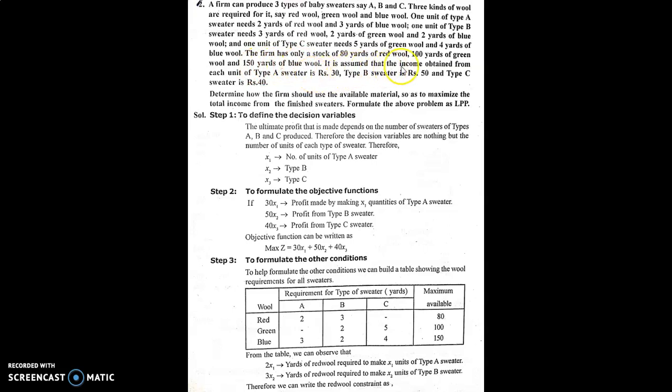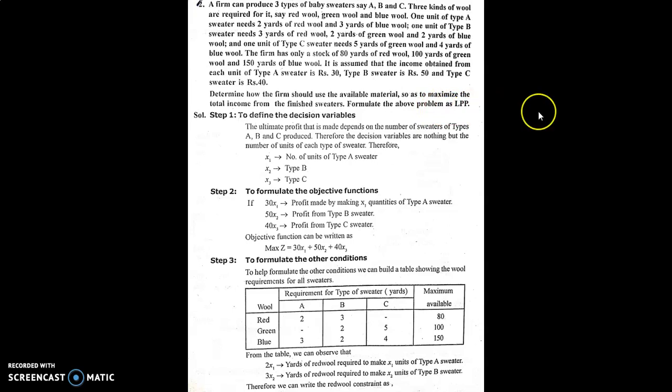It is assumed that the income obtained from each unit of a type A sweater is 30 rupees, type B sweater is 50 rupees and type C sweater is 40 rupees. Determine how the firm should use the available material so as to maximize the total income from the finished sweaters. Formulate the above problem as an LPP, that is, a linear programming problem.